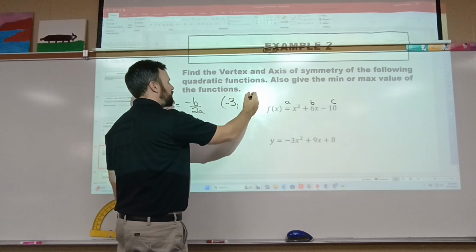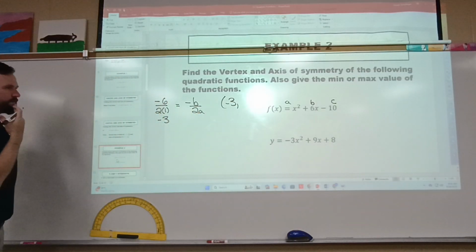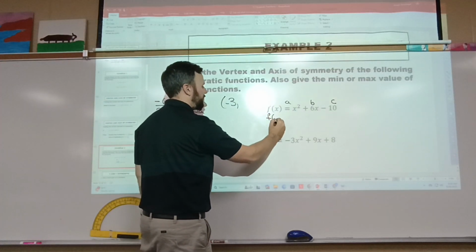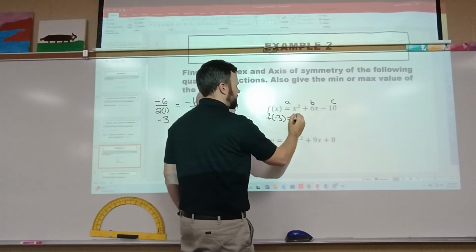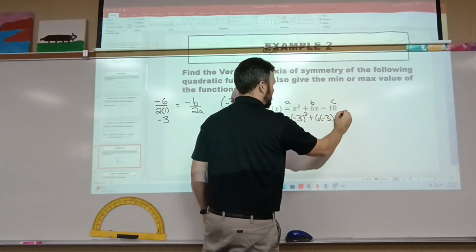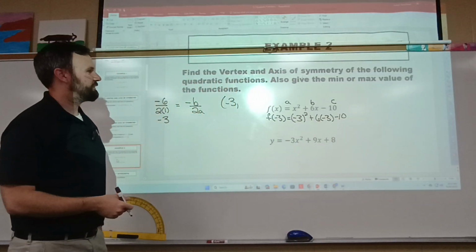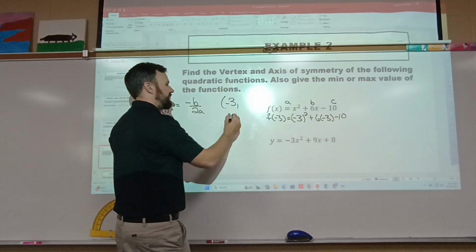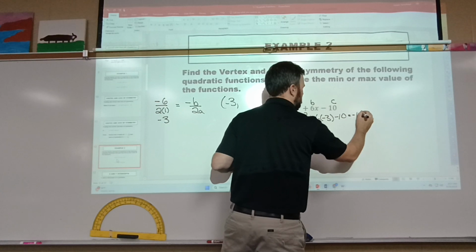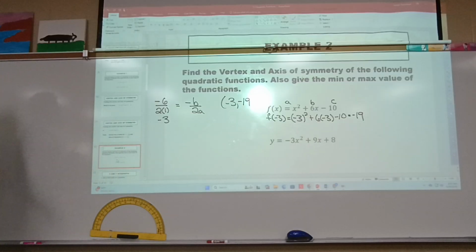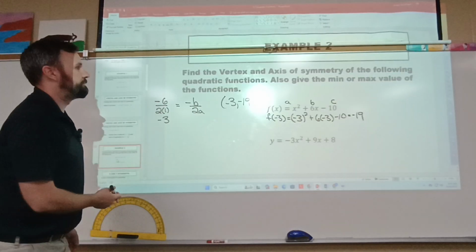How do I get the y value of this? What do I have to do with that negative 3? Plug it in. What's f of negative 3? This is where I had everything done ahead of time, but it's just been a hot mess today, and that's okay. So it's 9 minus 18, negative 19. I'm pretty confident that is negative 19. So that's my vertex. I get the x by doing negative b over 2a, and I plug it in to get my y. Okay? We do that a lot.